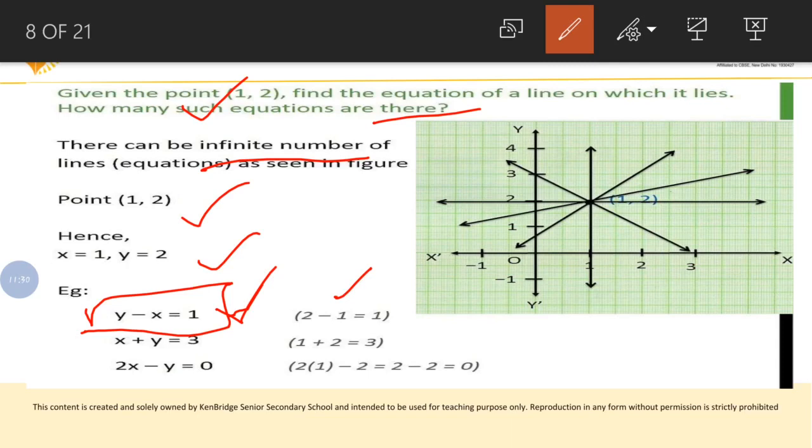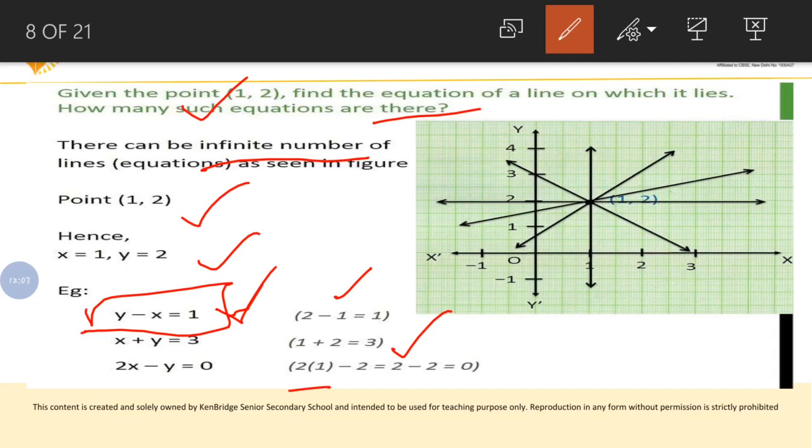And the next one, we know that 2 plus 1 is equal to 3. So just take x plus y is equal to 3. So the condition is satisfied. 1 plus 2 is equal to 3. So this also will be a solution. And the next one, 2 into 1. 2 into 1 is equal to 2. So that also you can take. 2x minus y is equal to 0 means, see, look at here, 2 into 1 minus 2.